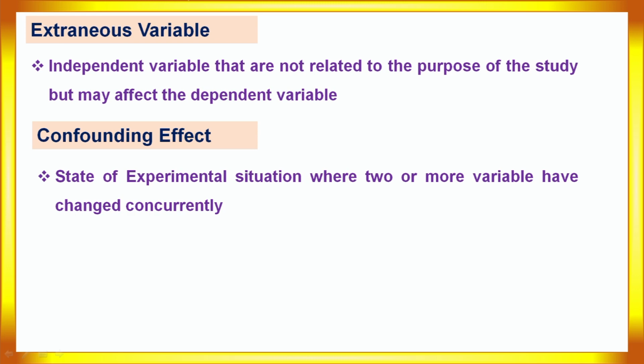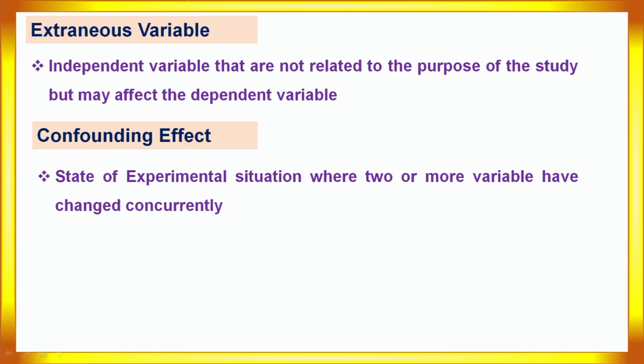Like if you are studying the effect of ICT based teaching on student achievement, the gender of a particular student may be an extraneous variable. Maybe the girl students react better to the ICT based intervention. But you did not take that variable as a part of your study. So, this variable is an extraneous variable.